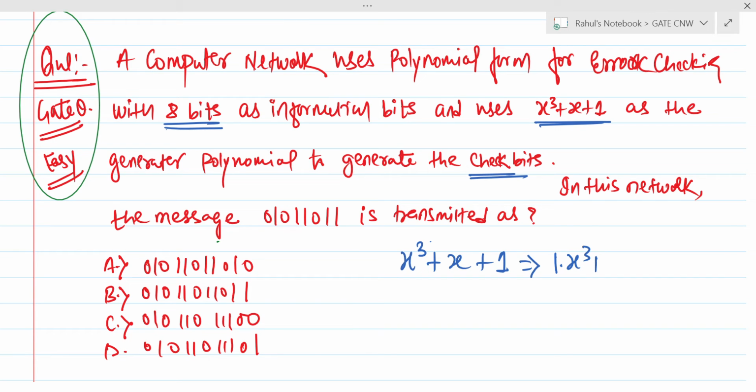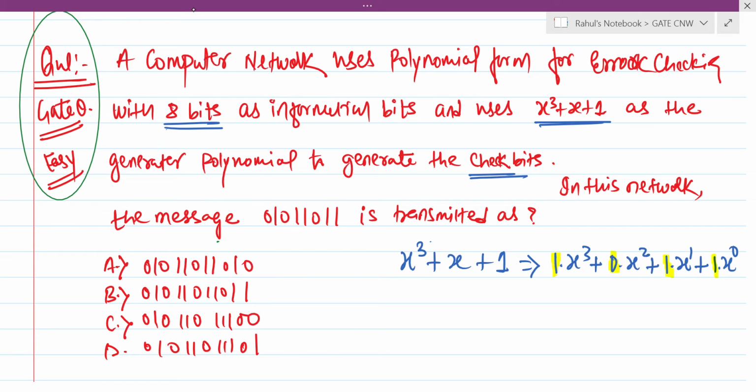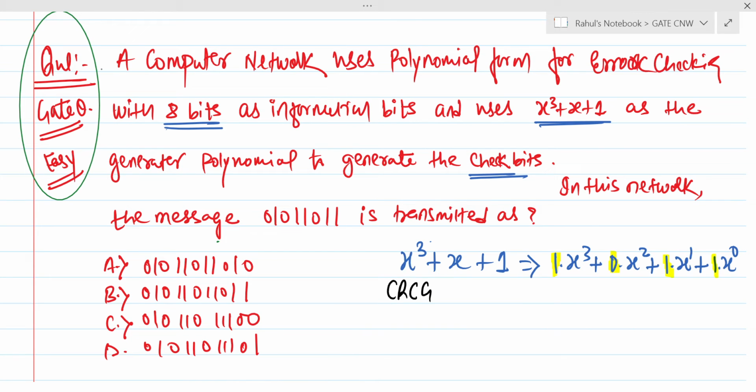1 into x cube plus 0 into x square plus 1 into x to the power 1 plus 1 into x to the power 0. So if you see here, 1 0 1 1 is your CRC generator bits. So your CRC generator bits are 1 0 1 1. So it is of 4 bits.